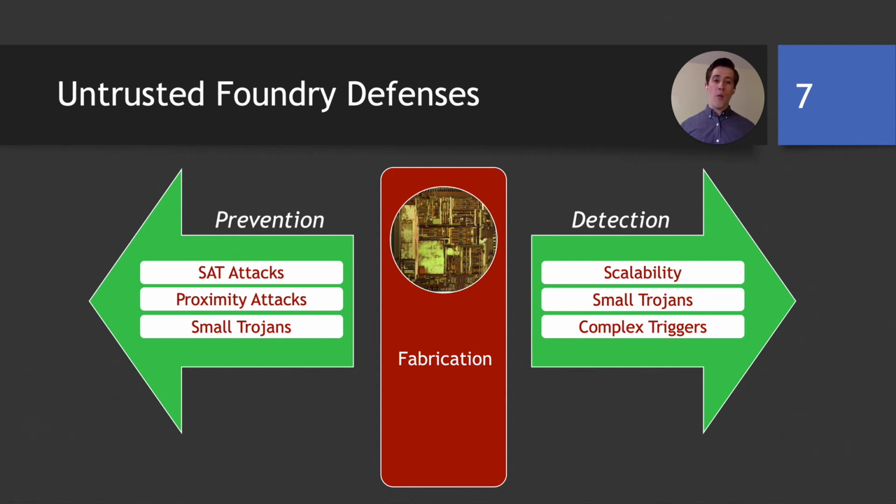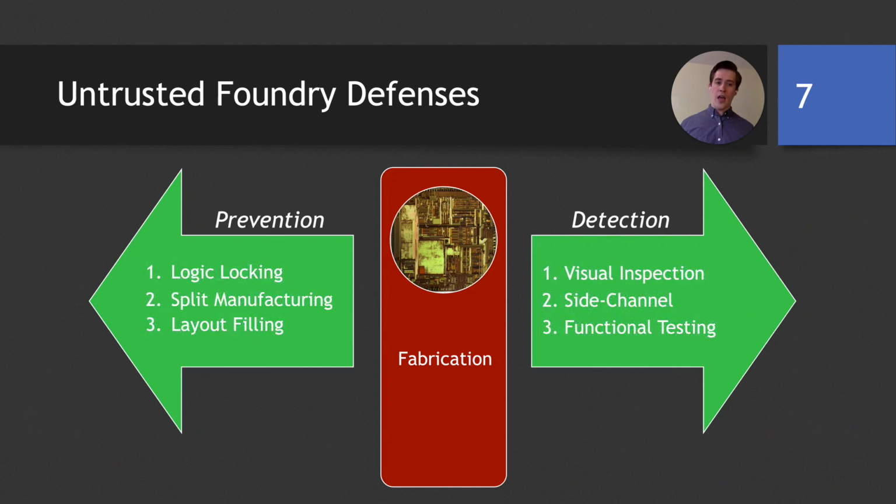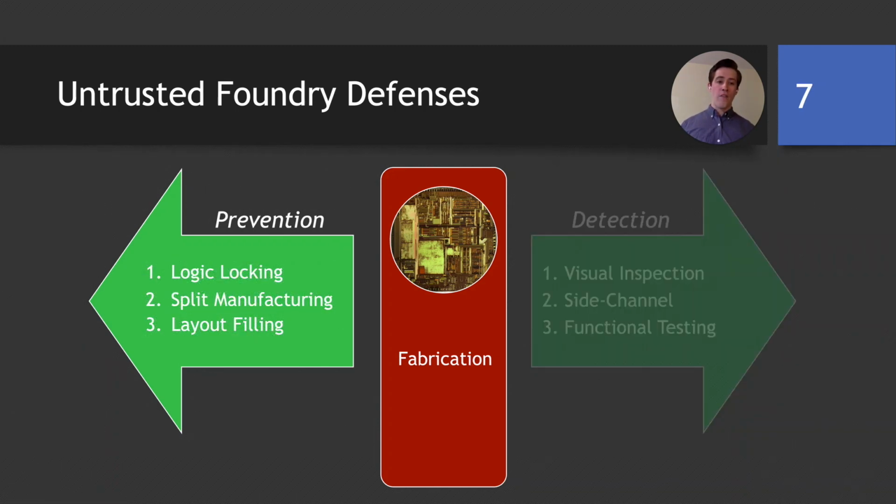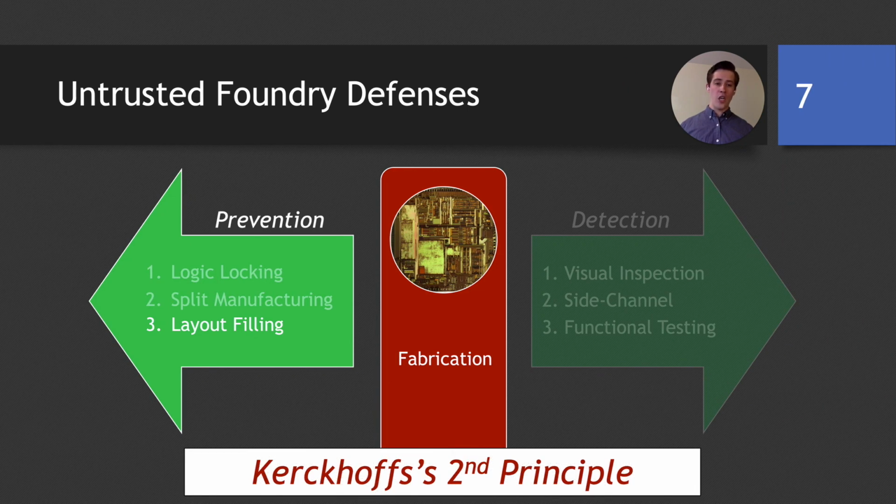As it turns out, preventing or detecting hardware Trojans is extremely challenging, as researchers have demonstrated stealthy Trojans that can be constructed with only two additional gates. So which approaches should we focus on, and how can we improve them? I think we can all agree prevention is preferable to detection if prevention is possible. And of the prevention techniques developed so far, layout filling is the only approach that follows Kirchhoff's second principle of avoiding security through obscurity.